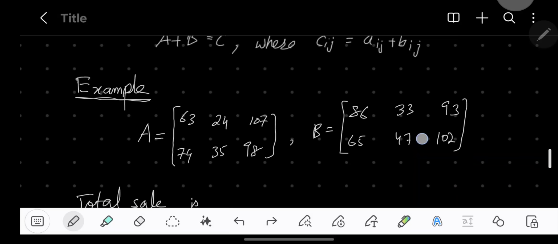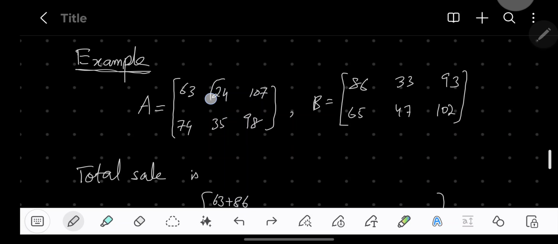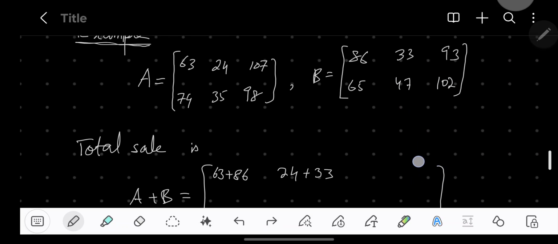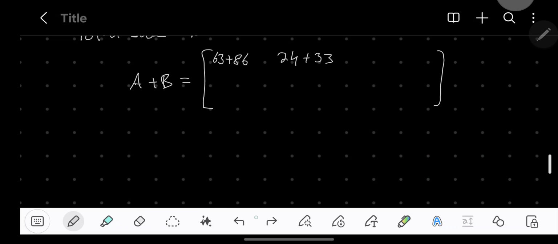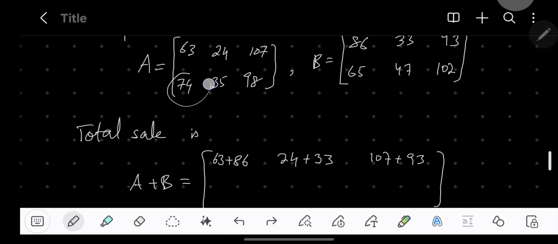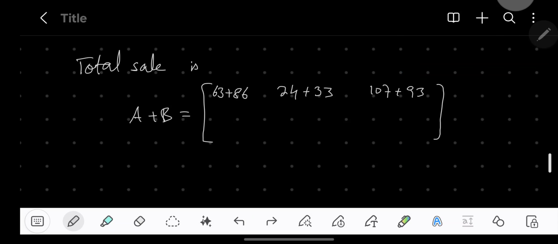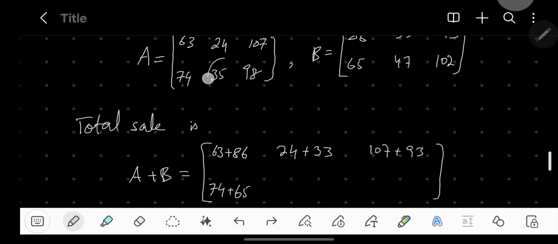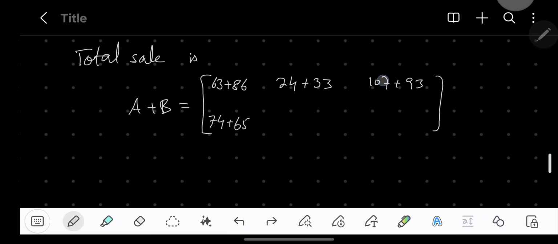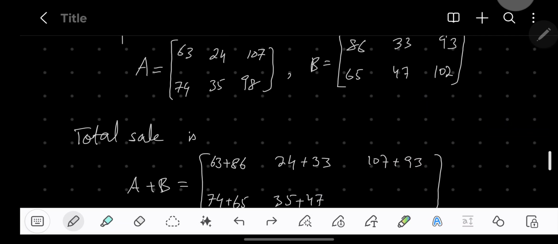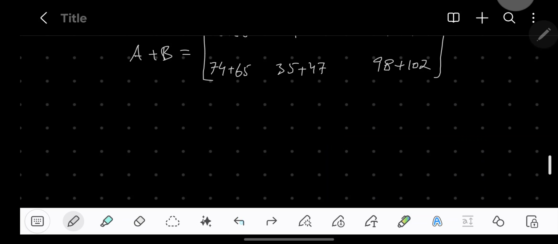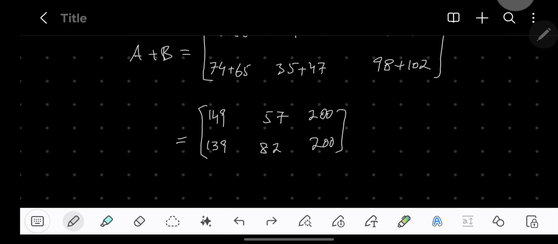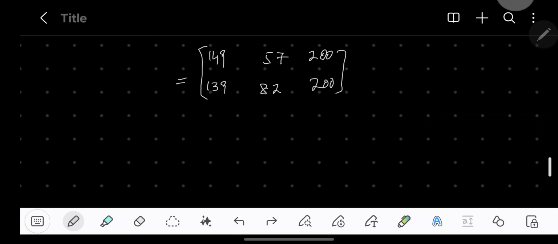Okay, 63 plus 86. And similarly, A12 and B12, so I will add them, 24 plus 33, and then I will add these two entries and you will get the result here. Then we will add these two entries, and for the next one you will get it here, and the last one, 98 plus 102, you will get here. So after the simple calculations, you will get this matrix.